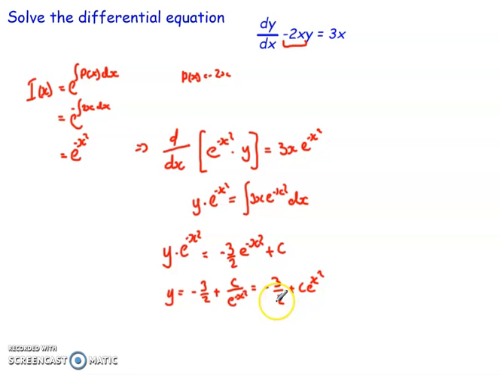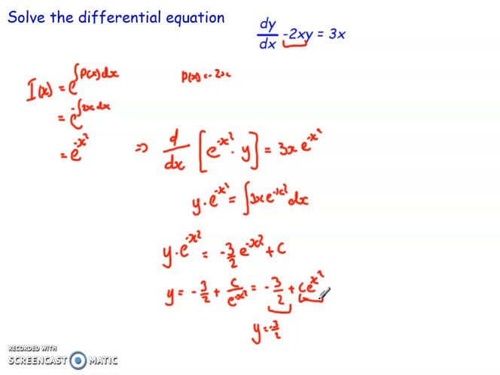Now this here has two parts to it. This here is what's called a particular solution. So y equals negative 3 over 2. That's called a particular solution because it is a set solution for that family of equations if I were to be given something for y and x. This one here is what's called the complementary function.